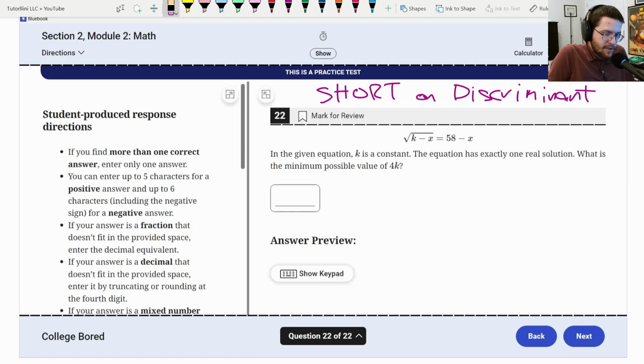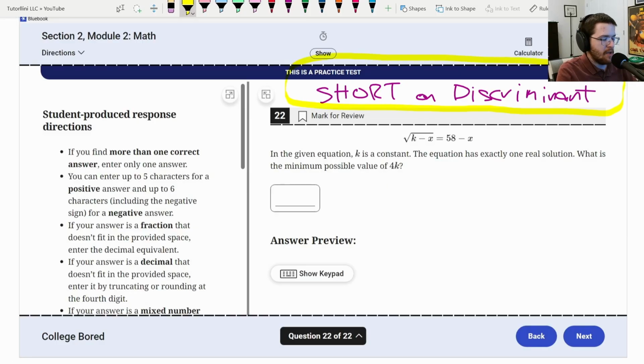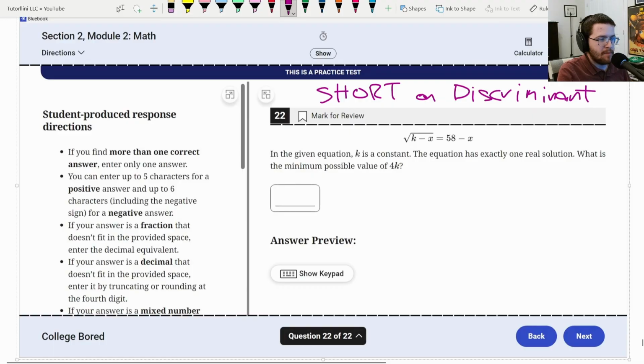Okay, guys, question 22. To do this one, you're going to need to know the discriminant. So definitely go check out my short on the discriminant. If you go to my shorts tab and sort by popular, it should be the top result, because that was one of the first ones I uploaded.